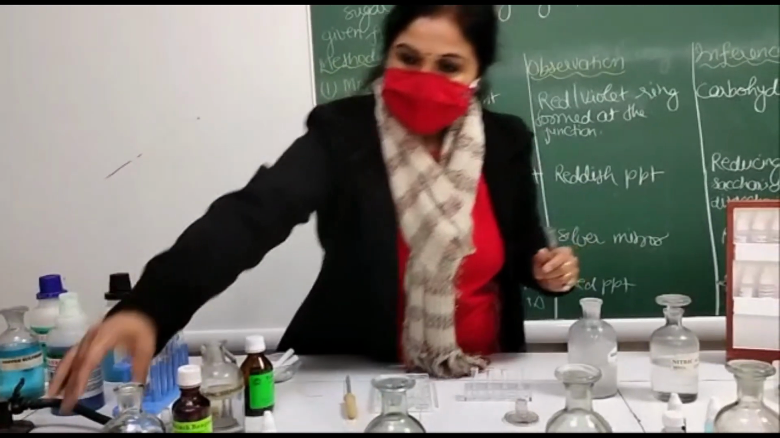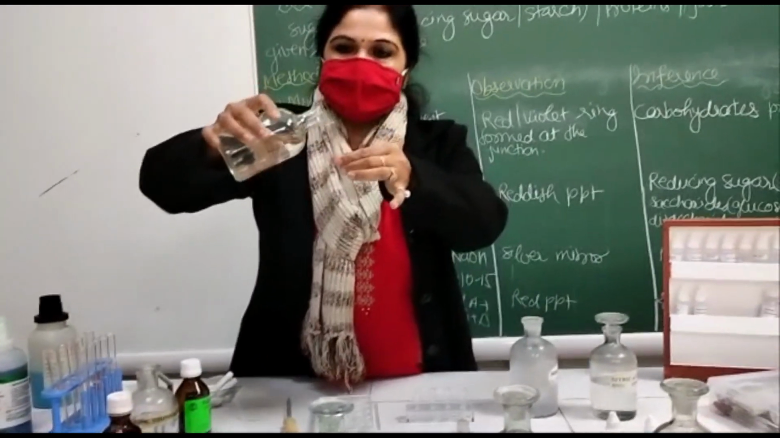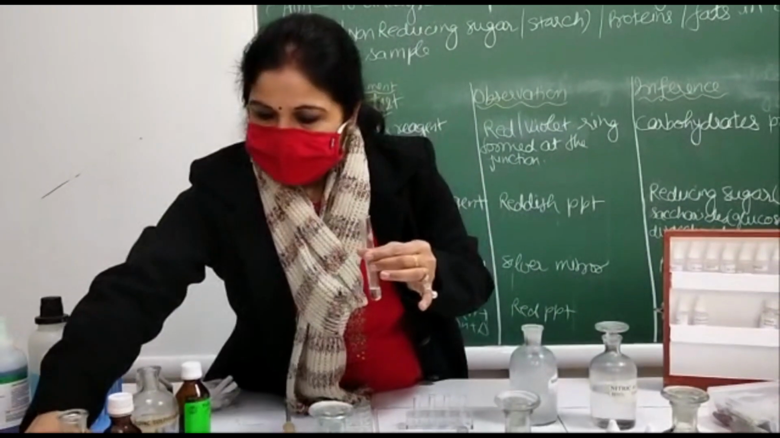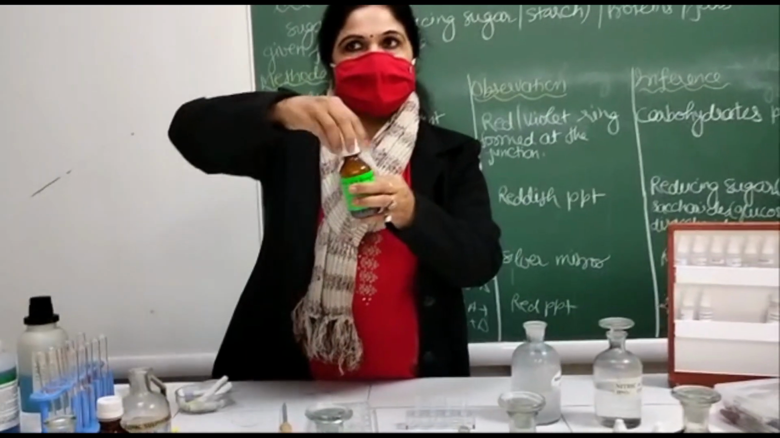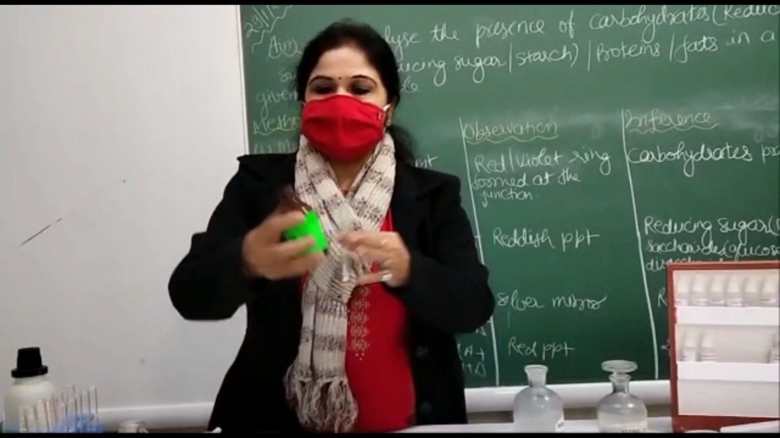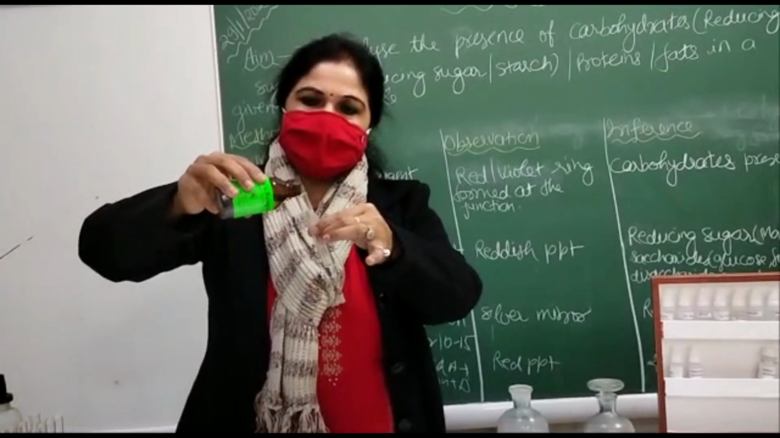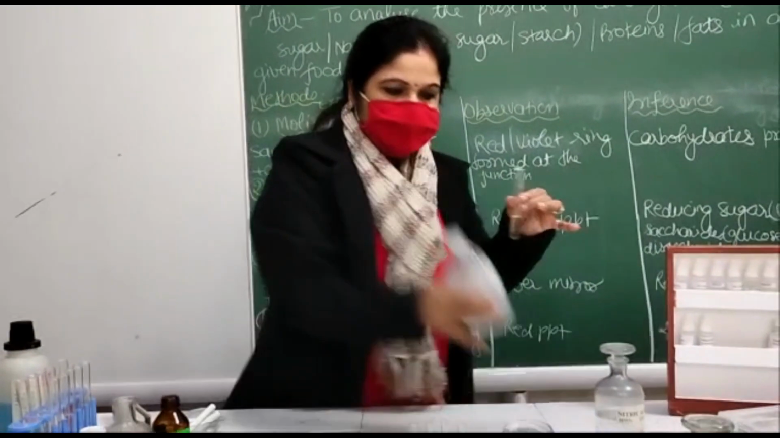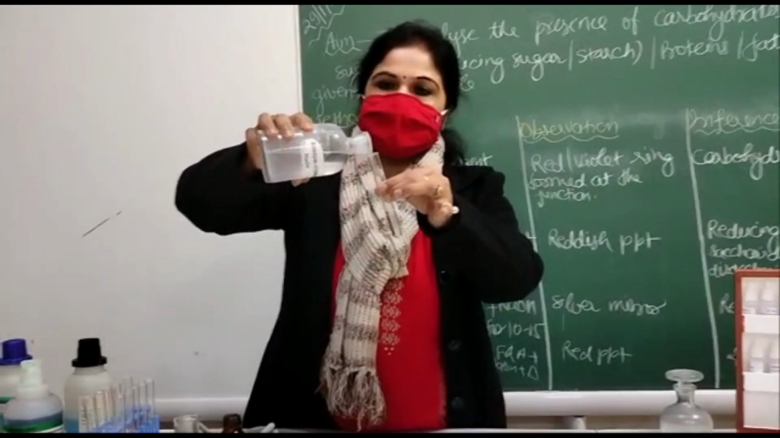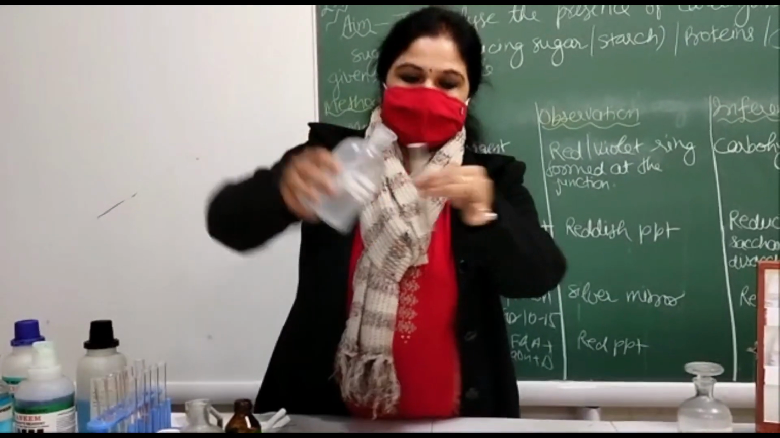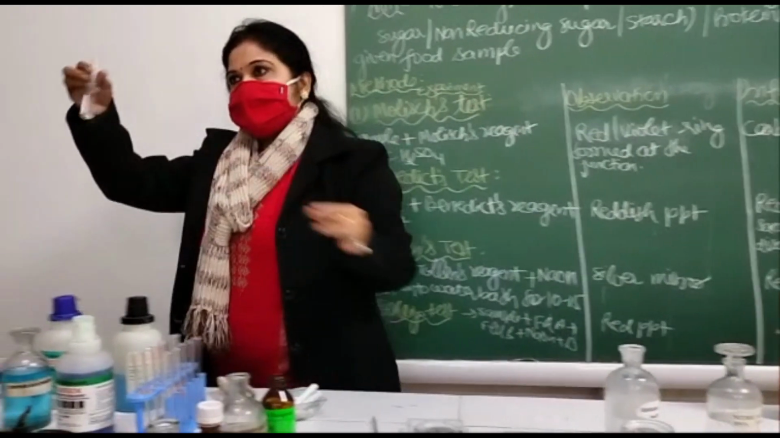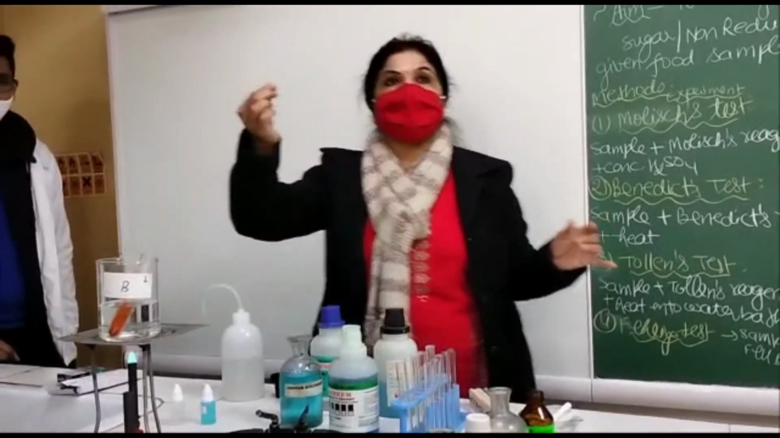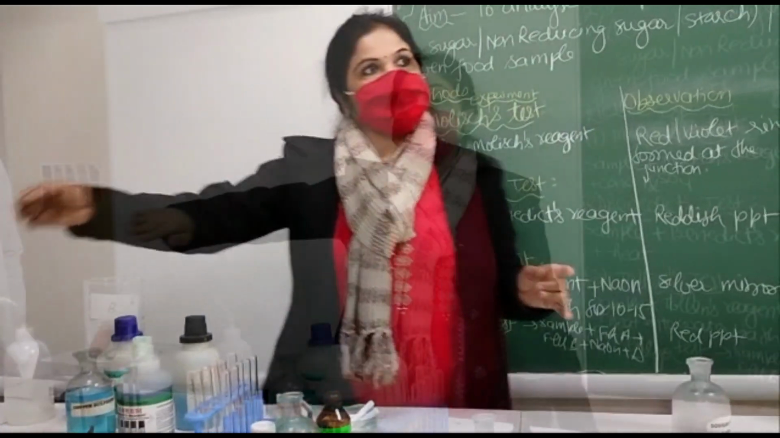What is the Tollens test? Again you have to take the same sample, add Tollens reagent, that is ammoniacal silver nitrate. You can even prepare Tollens reagent yourself. Add 1 or 2 drops of NaOH to provide a basic medium. Now again put it into a water bath and see whether you are getting a silver mirror or not. Definitely you will get it because it is a reducing sugar.